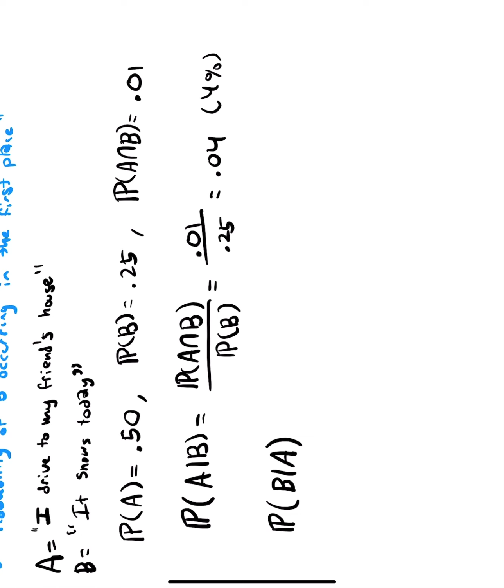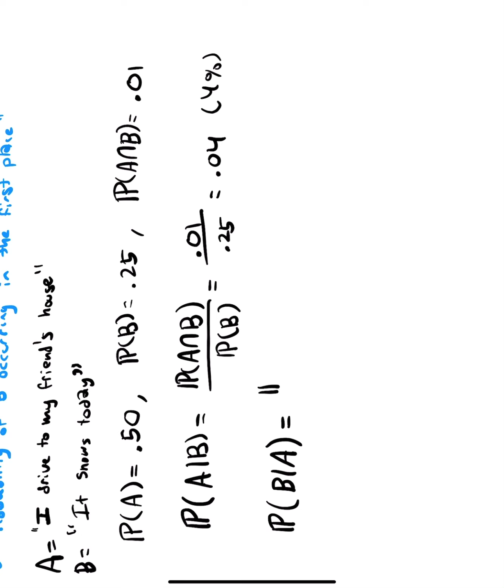Let's answer a slightly different question, which is the probability that it snows given that I drive to my friend's house. This is the scenario where your parents are out of town, for example. They call you and you say, oh, I'm at my friend's house. And they want to know, well, based on this information, what's the probability that it snowed today?